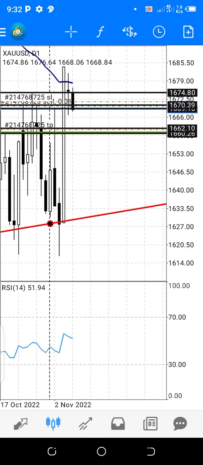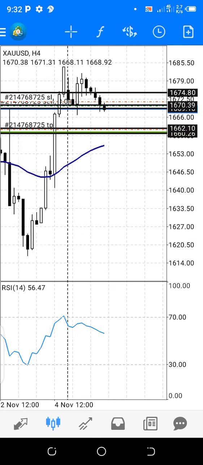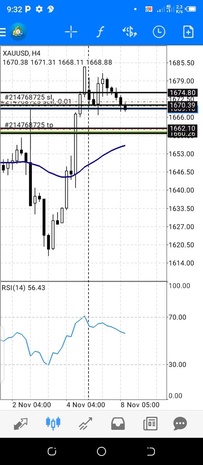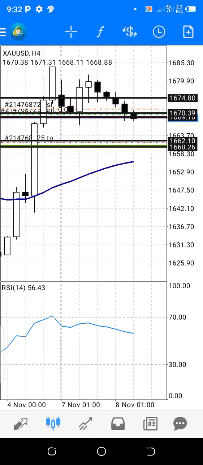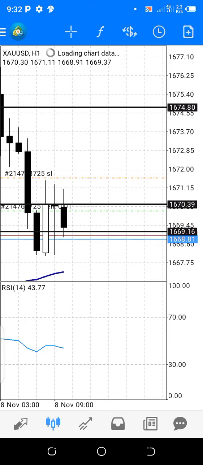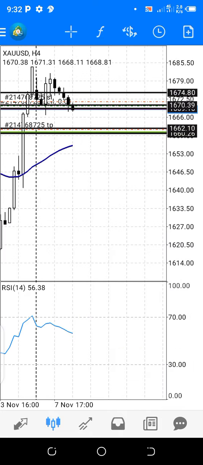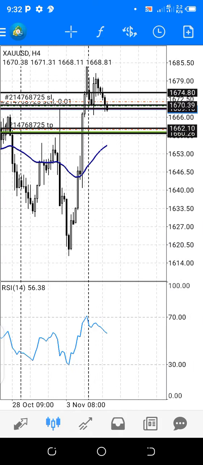Let me remove it so that I want to analyze top-down analysis. We call it top-down analysis. Then let's go to 4 hour. When you go to 4 hour, you will discover that in this 4 hour, we are already in that zone. We are inside that zone now. Inside this zone, in this 4 hour, we see.